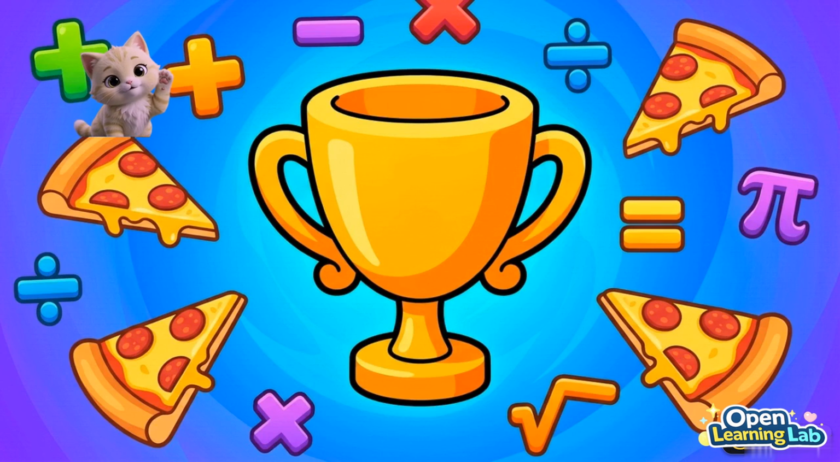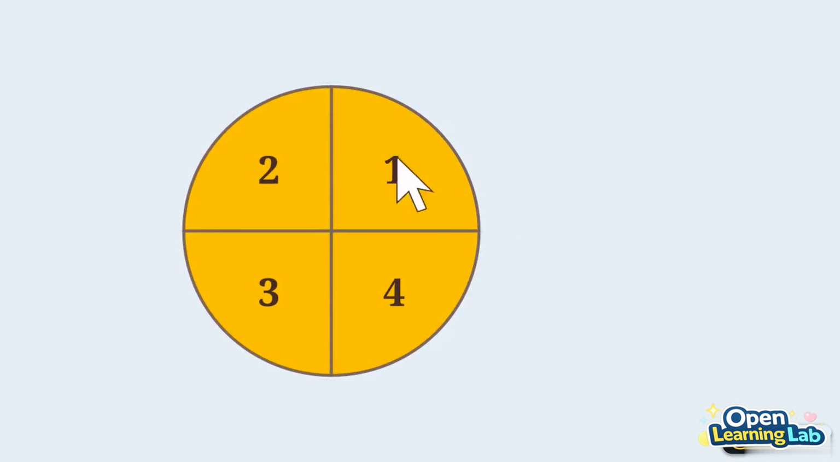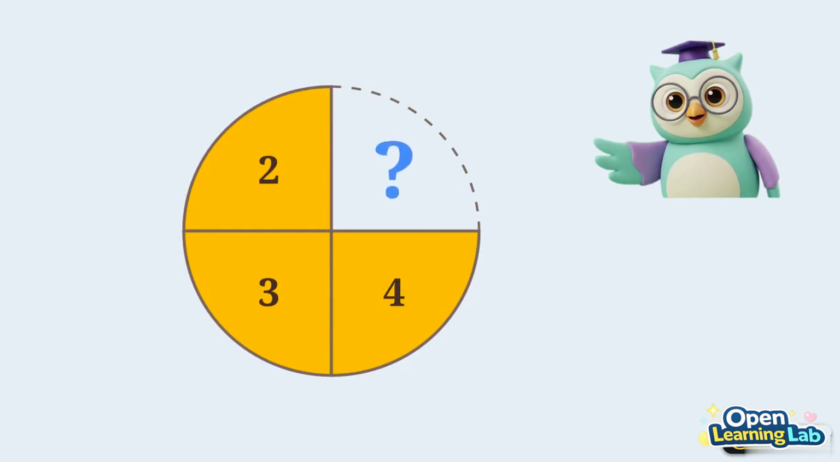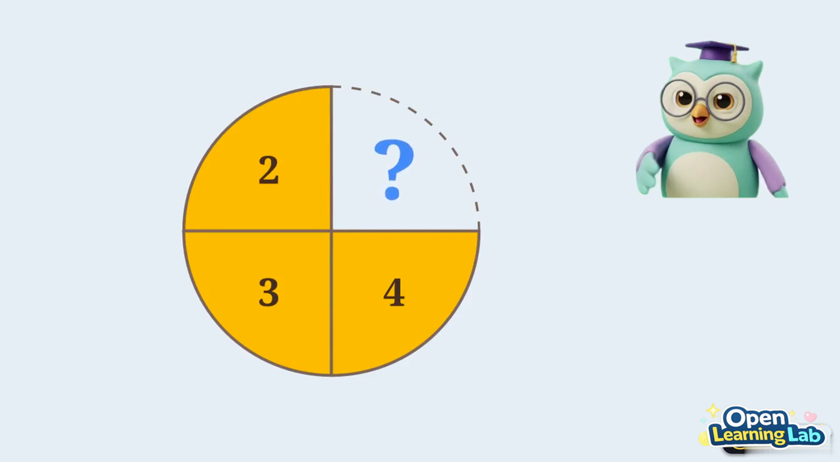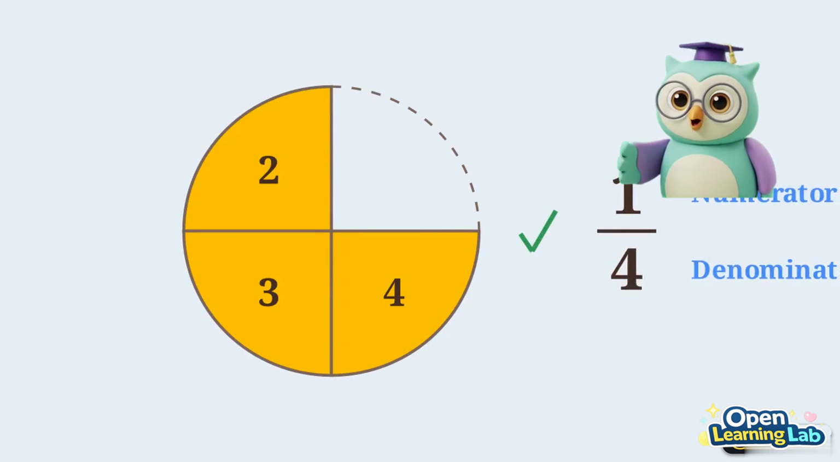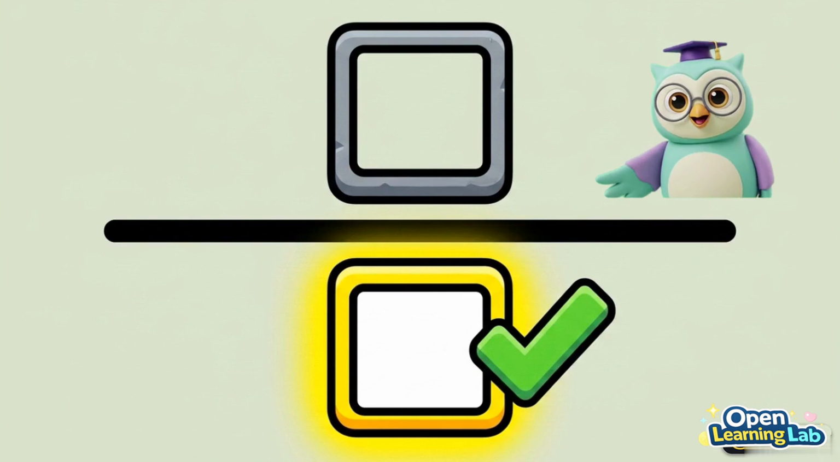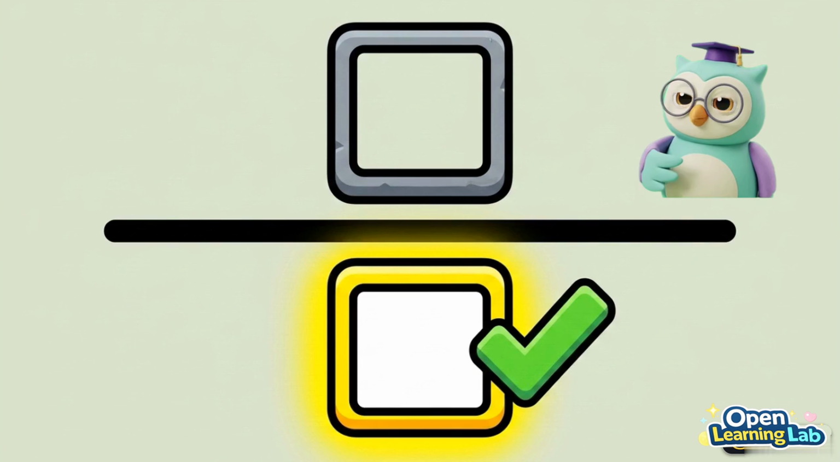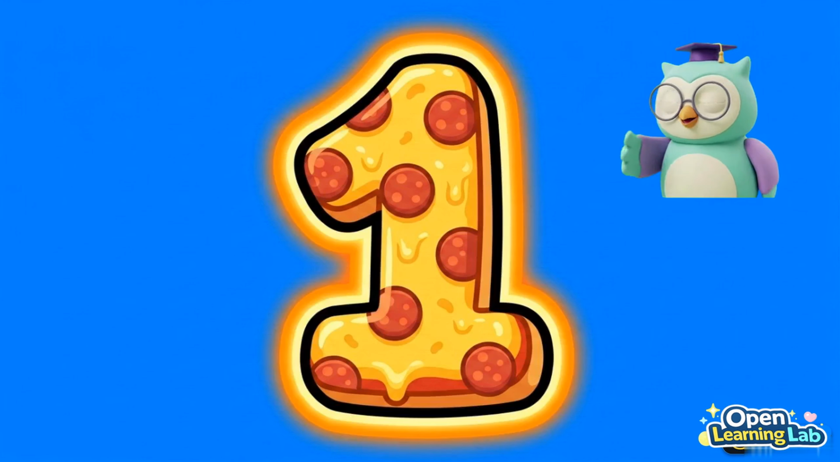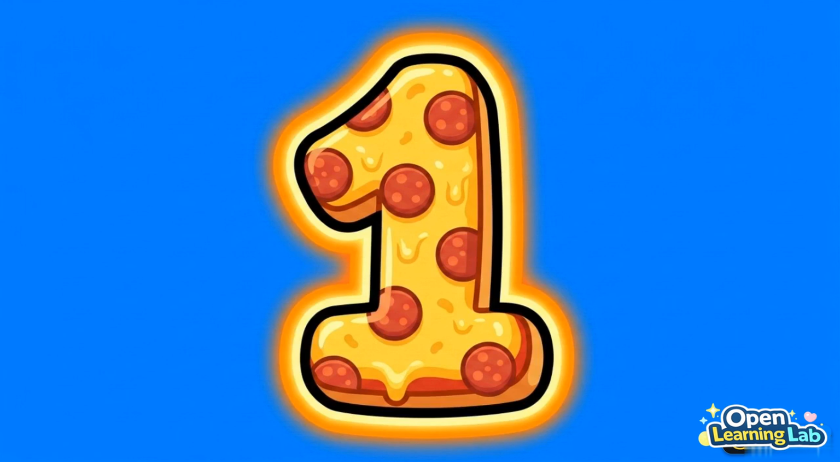Let's see what you've learned with a quick challenge. Question 1. If a pizza has 4 slices and you eat 1, what fraction did you eat? 1/4. Question 2. What do we call the bottom number that shows the total number of slices? That's the denominator. Question 3. What does the fraction 4/4 equal? The whole thing.